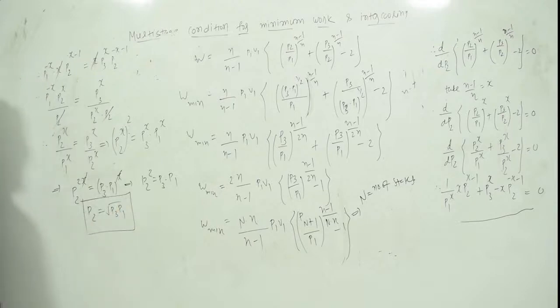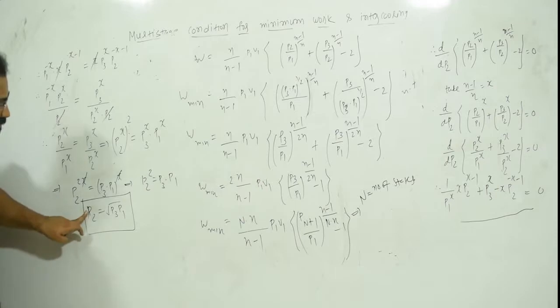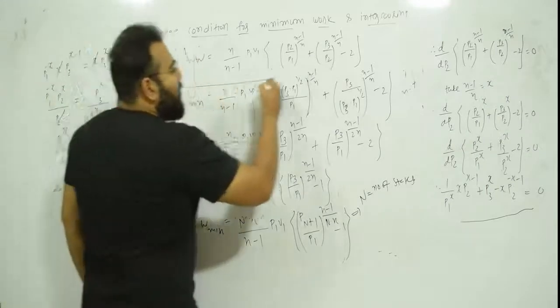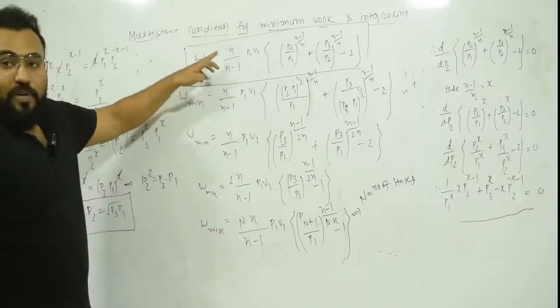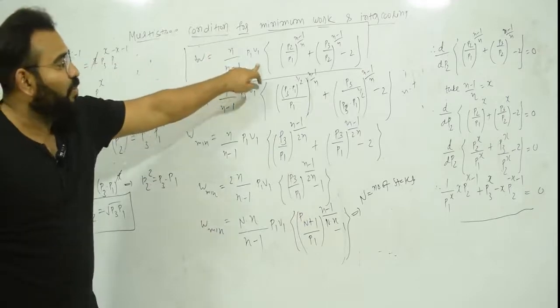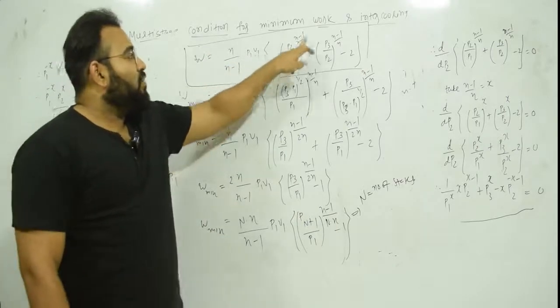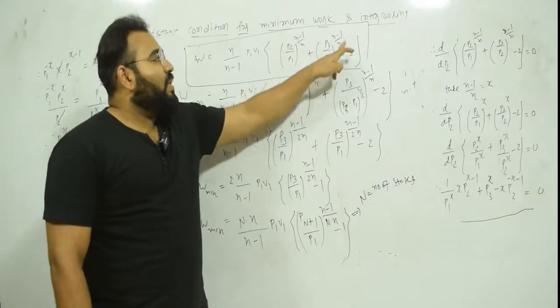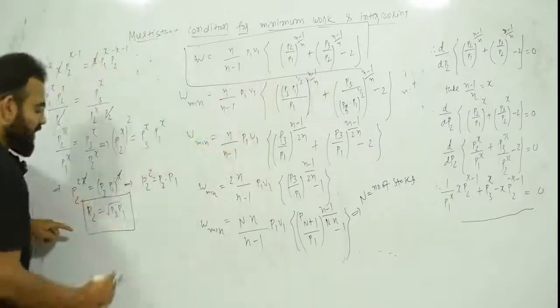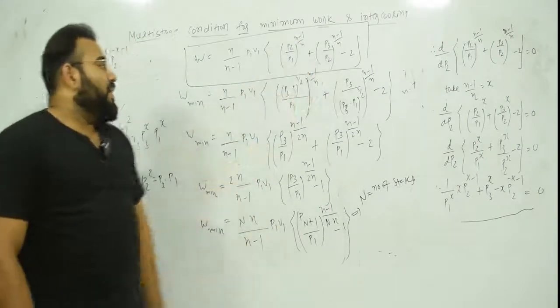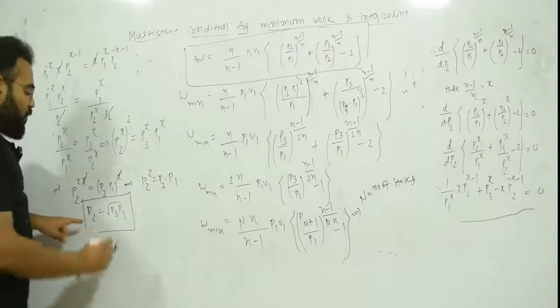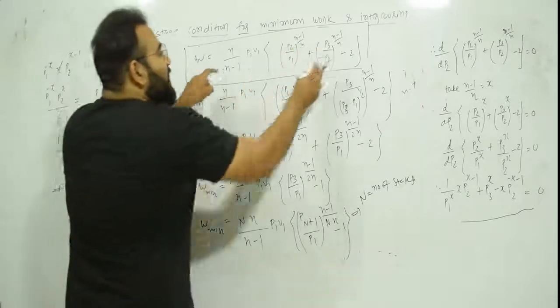So this is the condition for minimum work. So we got the condition for minimum work. Now if we put p2 equal to under root of p3 p1 in our main equation, we have derived these equations. What is that equation that we already derived? W equal to n upon n minus 1, p1 V1, p2 upon p1 raised to n minus 1 upon n plus p3 upon p2 raised to n minus 1 upon n. So in this equation, if we put p2 equal to under root of p3 p1, then we will get minimum work. So let us put this condition in our main equation for getting minimum work.